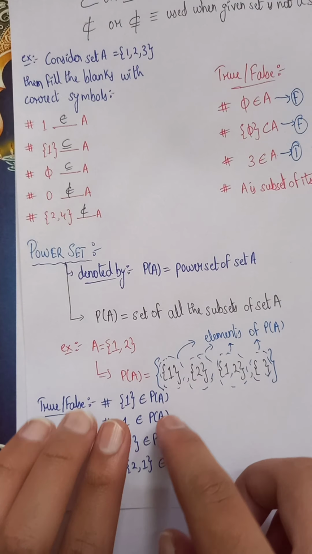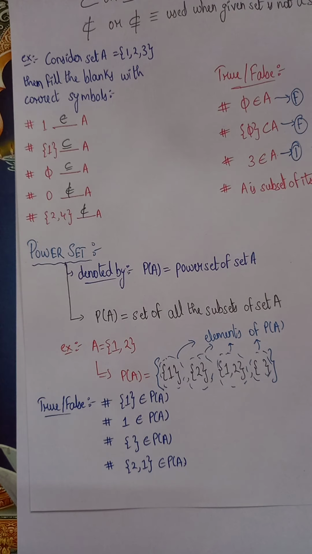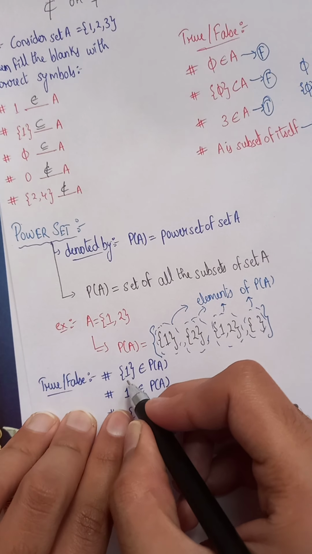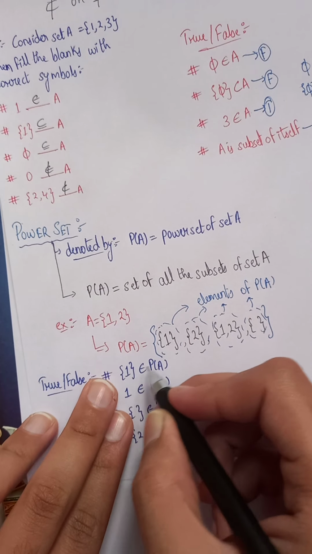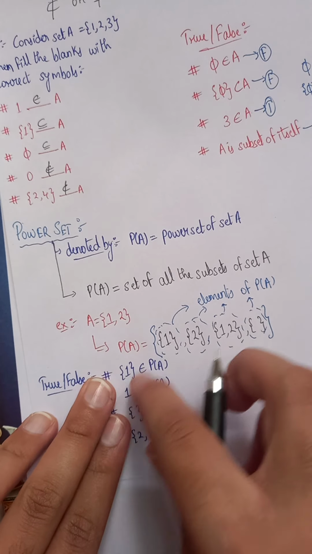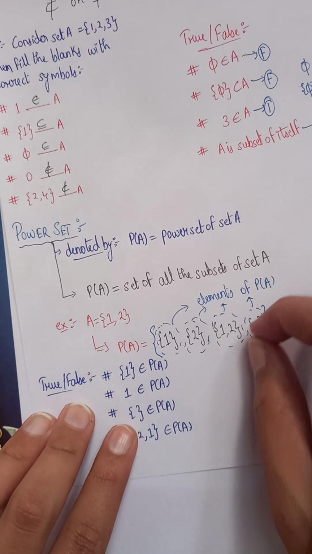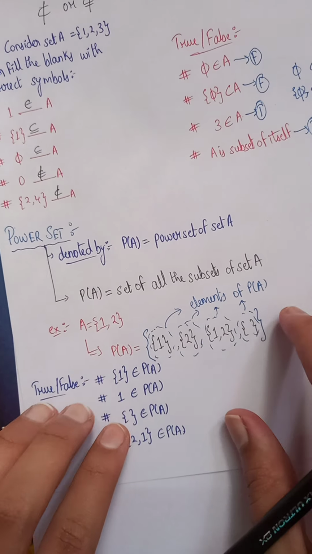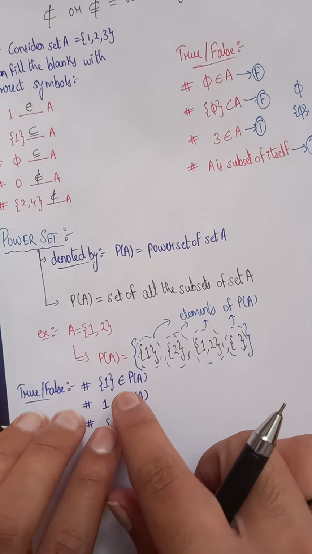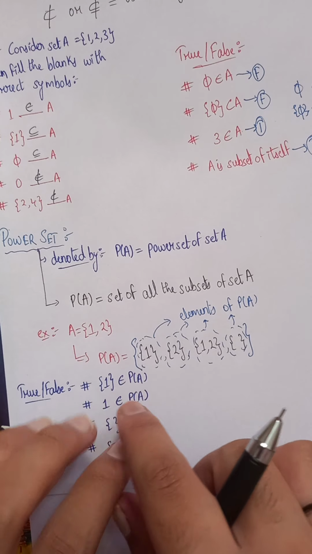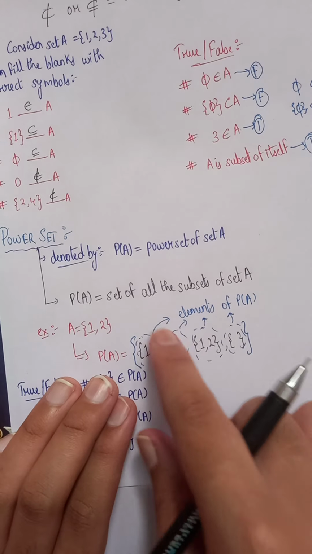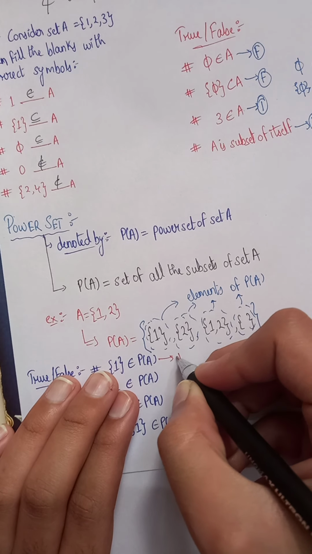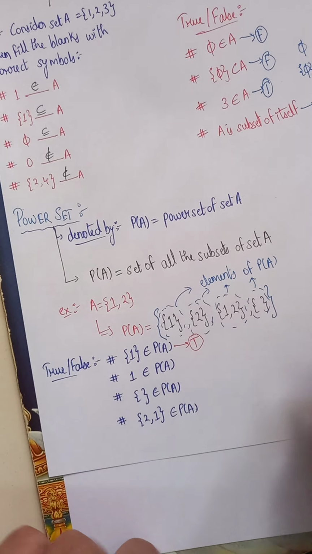These are some true or false questions. You should write whether the given statement is true or false. First, does {1} belong to P of A? Be careful that it's not written just 1, we are writing 1 inside curly brackets. So does {1} belong to the power set of set A? Yes, it is an element. So it belongs to the power set of set A, and this is true.